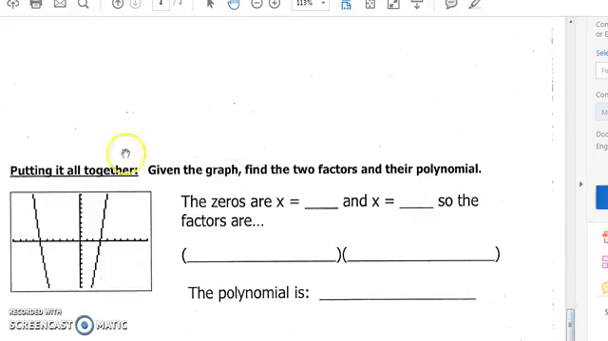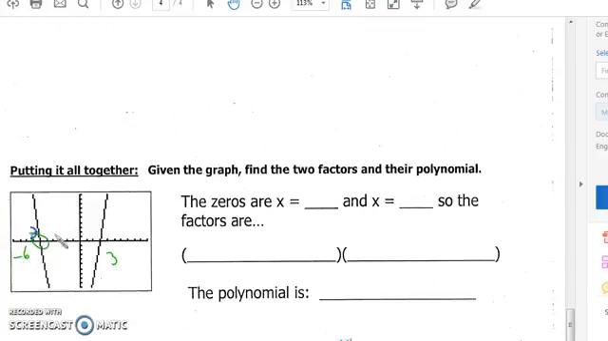So, putting it all together, given the graph, find two factors and their polynomials. So look at this graph. Where are the zeros? This is your 0. So you have 1, 2, 3, that's 3, 0. And what's this? Just count the dots. This is going to be on the negative side. So 1, 2, 3, 4, 5, 6, that's negative 6.